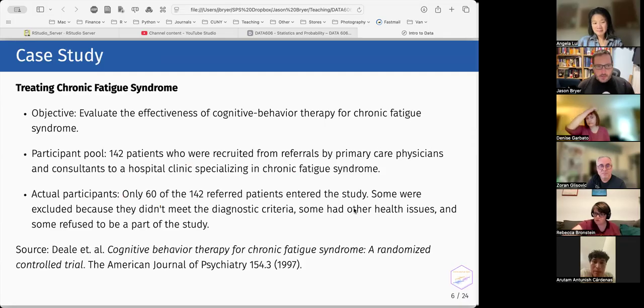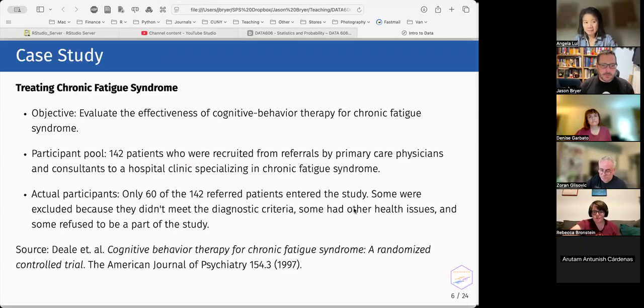Okay, so let's do a little case study. Say we want to test the effectiveness of a cognitive behavior therapy on chronic fatigue syndrome, right? In our particular case study, we have 142 patients who were recruited from doctors. You put out a call, right? Then we take that 142, and we end up with 60 patients that are going to be in our study. The other 82, if I'm doing my arithmetic correctly, are excluded for a whole host of reasons, right? Different diagnostic criteria, other health issues, so we say they can't really be part of our study.